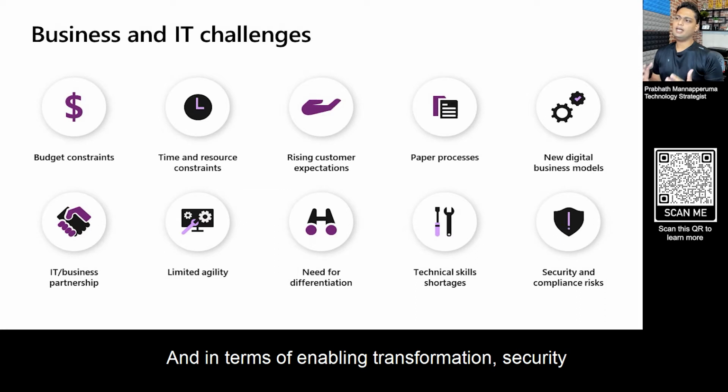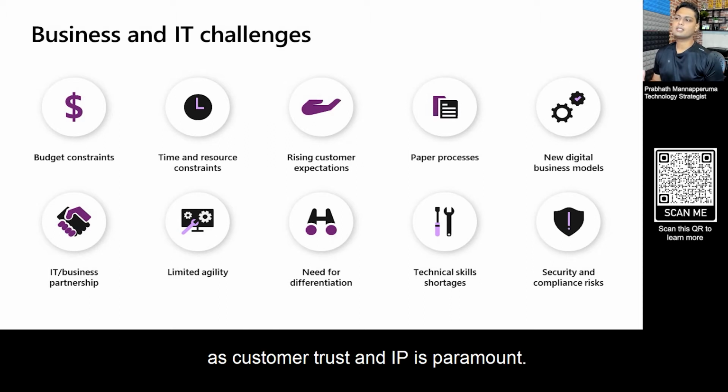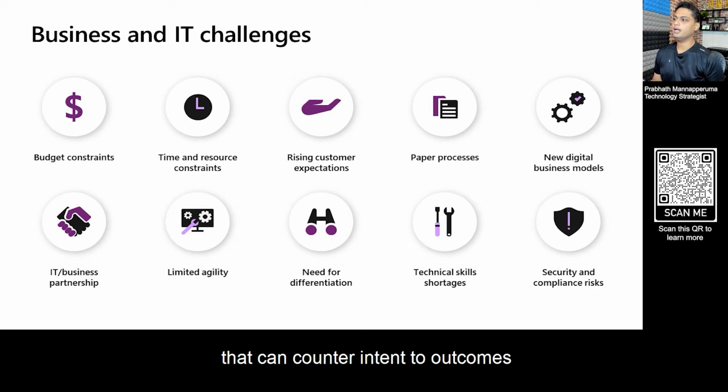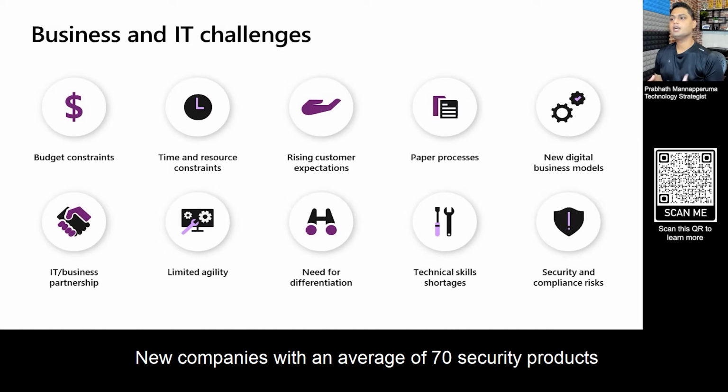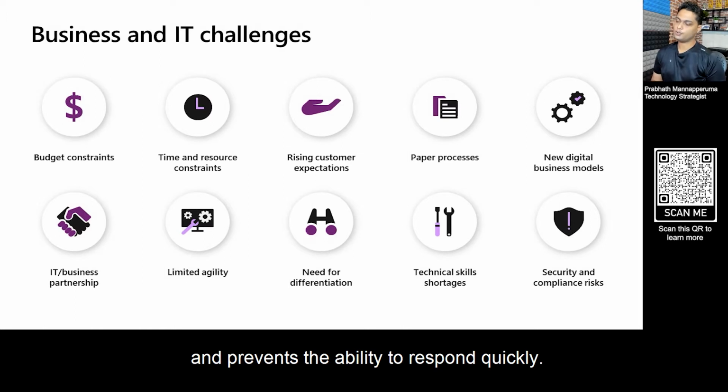And in terms of enabling transformation, security and compliance risk is the most important consideration, as customer trust and IP is paramount. But we see customers make decisions based off of security that have counterintuitive outcomes. Restrictive policies lead employees to use non-compliant applications, and best-of-breed approaches leave companies with an average of 70 security products from 35 vendors, which add complexity and prevent the ability to respond quickly.